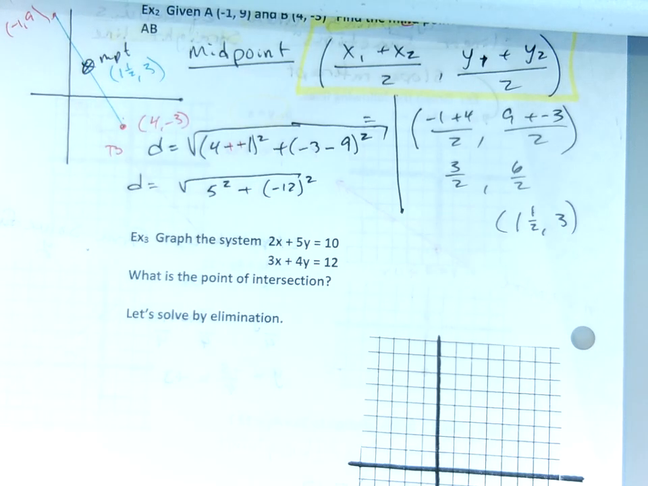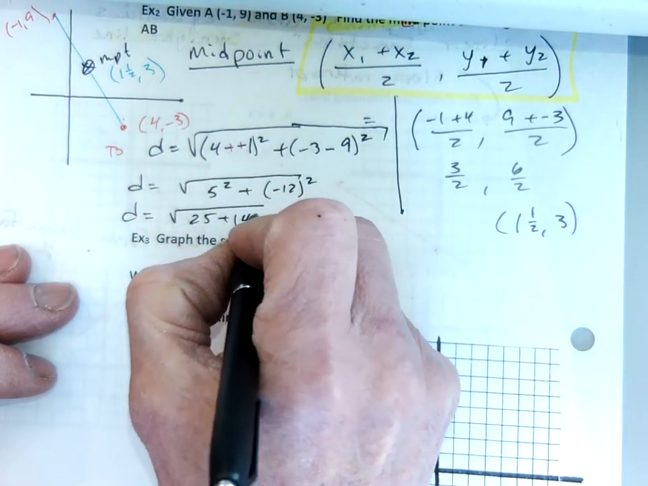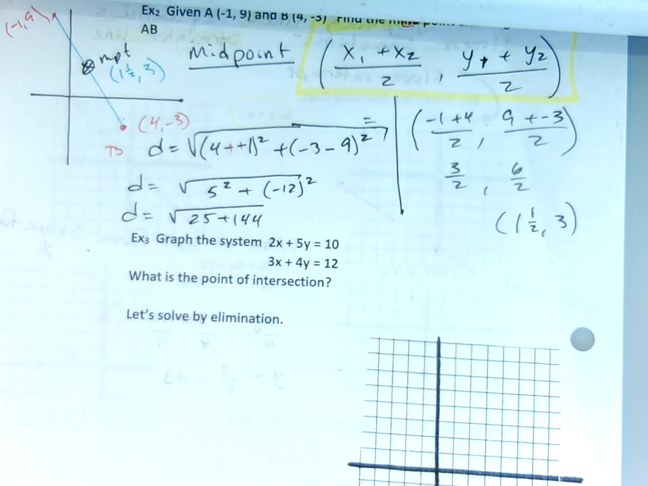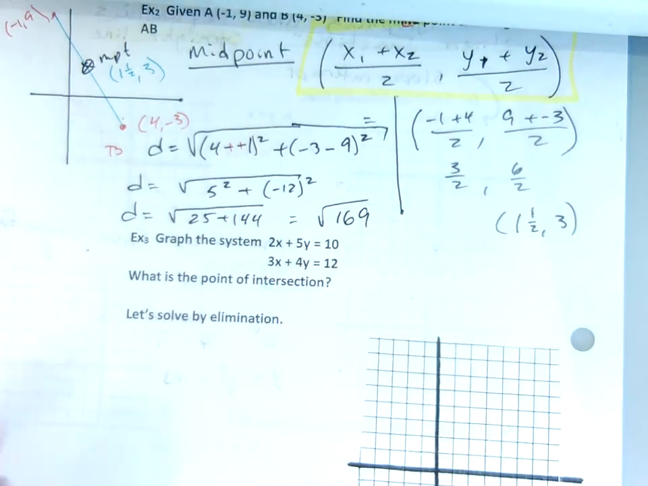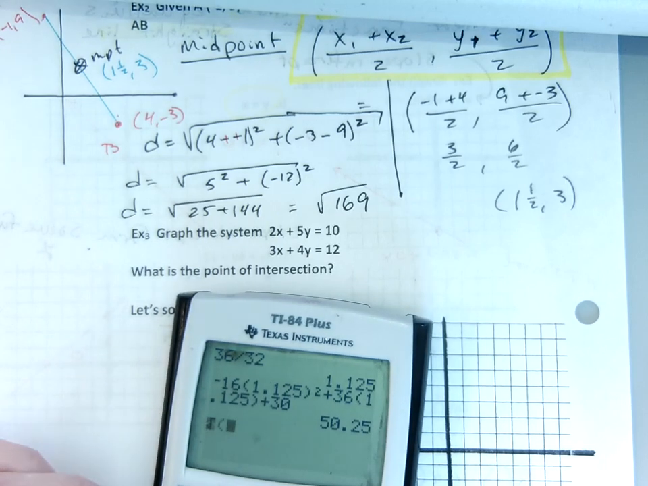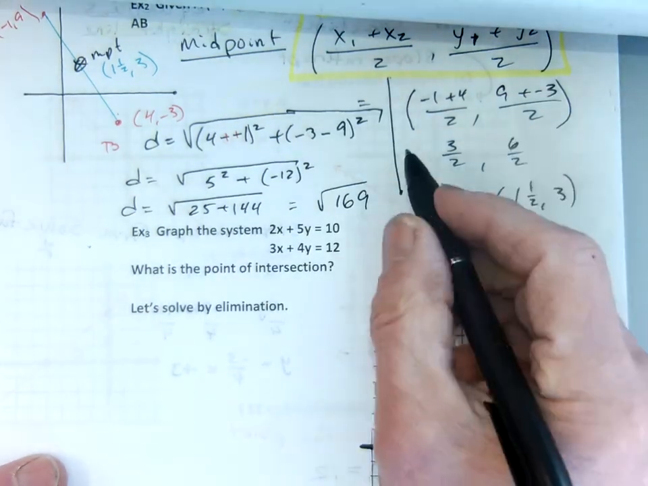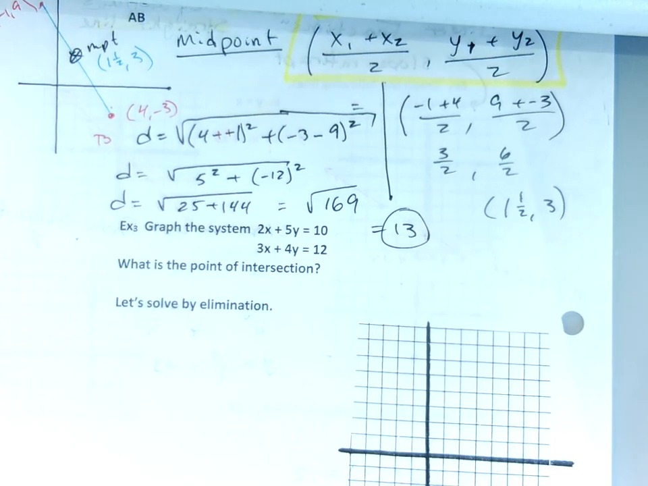You okay with me? Please stop me if you get confused. My job is to help you. Then that is 25 plus 144, which is the square root of 169. I think that's actually a perfect square. If not, we'd just go with the decimal, but I'm pretty sure the square root of 169 is 13. And yeah, it's 13. So the length is going to be 13.